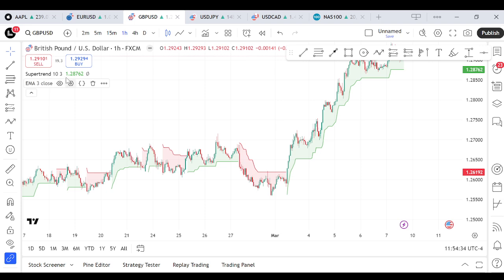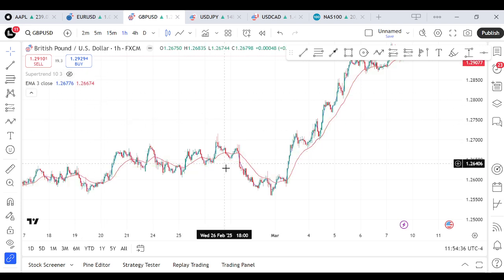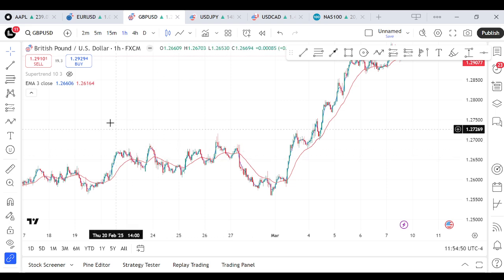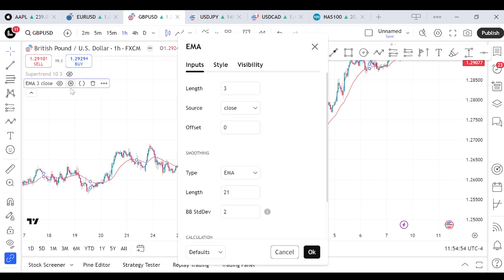And the exponential moving average, EMA, is the second component of this strategy. I'm just going to add it to the chart. This is the exponential moving average. So in the SuperTrend EMA strategy, we typically use two EMAs, a short-term EMA, preferably a 3-period EMA, and a longer-term EMA, which is a 20-period moving average. These moving averages help confirm trend direction and act as dynamic support and resistance levels.